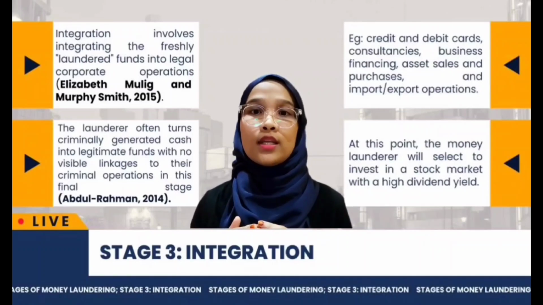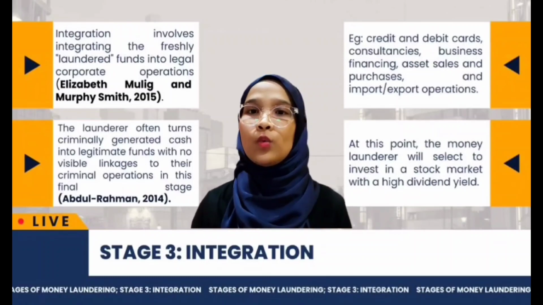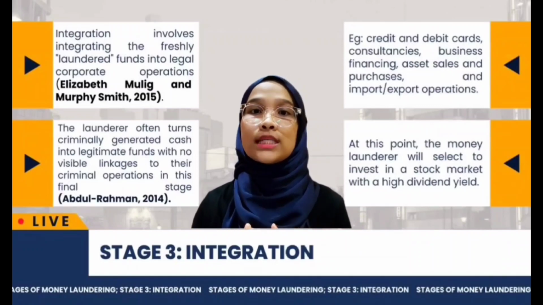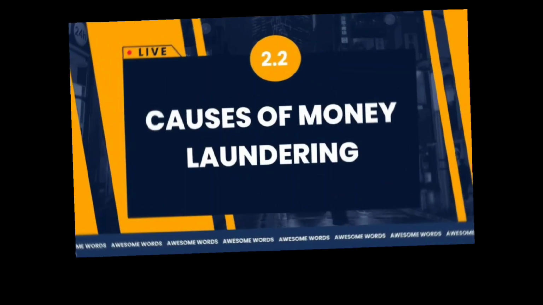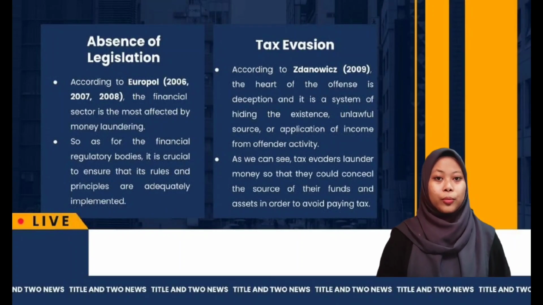At this point, the money launderer will select to invest in a stock market with a high dividend yield. As a result, it will not only convert corrupt money to clean money, but also assist in investing and profiting from it. There are several reasons or causes why people have room for money laundering.